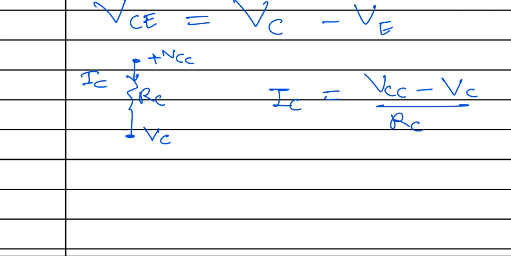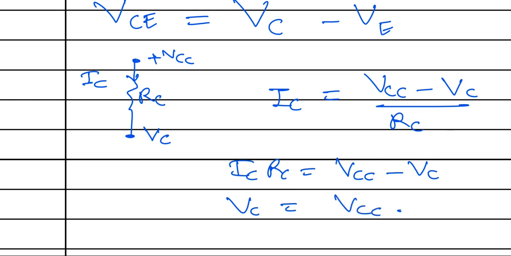So what is the expression of VC now? IC RC equal to VCC minus VC. So VC equal to VCC minus IC RC. Okay. So VC equal to VCC minus IC RC. This is equation number 1. This is equation number 2.